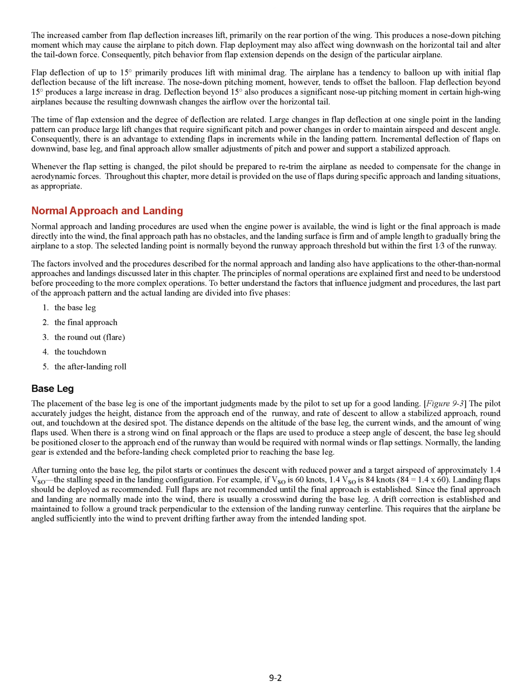Normal approach and landing. Normal approach and landing procedures are used when the engine power is available, the wind is light or the final approach is made directly into the wind, the final approach path has no obstacles, and the landing surface is firm and of ample length to gradually bring the airplane to a stop. The selected landing point is normally beyond the runway approach threshold but within the first one-third of the runway. The factors involved and the procedures described for the normal approach and landing also have applications to the other than normal approaches and landings discussed later in this chapter.